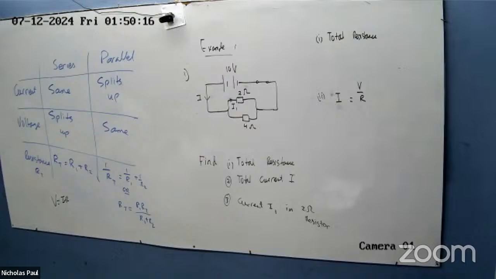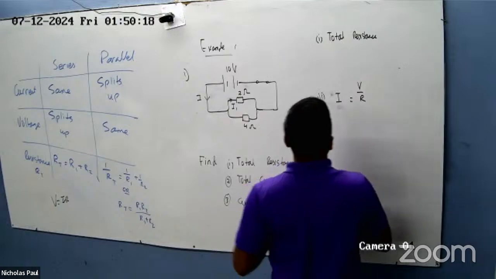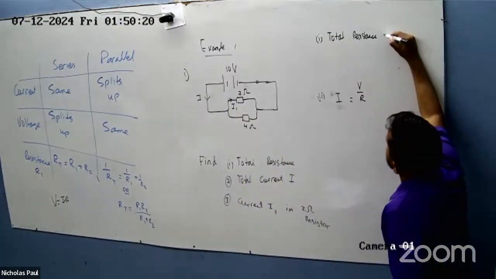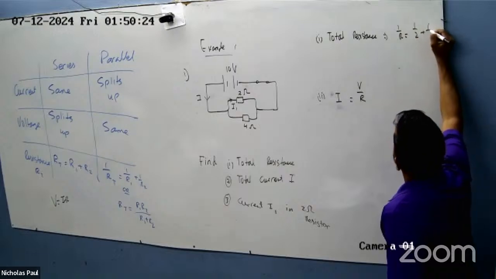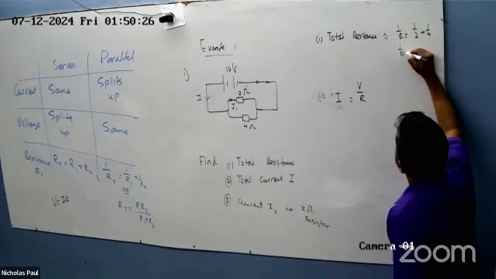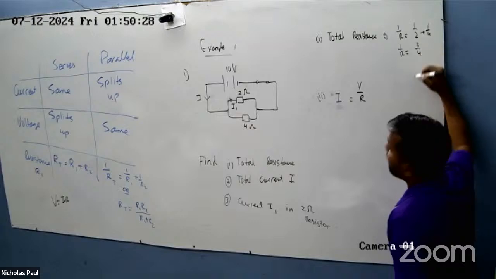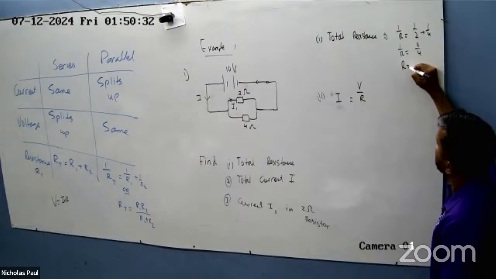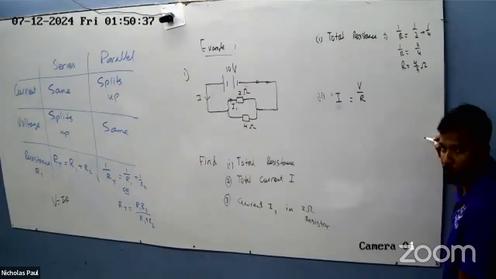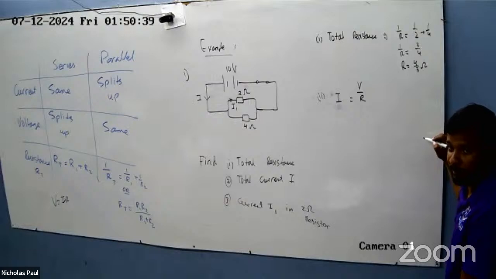Ready? Let's do it again. So total resistance, I am using the 1 on R formula. So it's 1 on 2 plus 1 on 4. So 1 on R is equal to 3/4. But you can't leave your answer like that, right? This is 1 on R, so we have to flip it over. You'll get 4/3 ohms. That's okay?